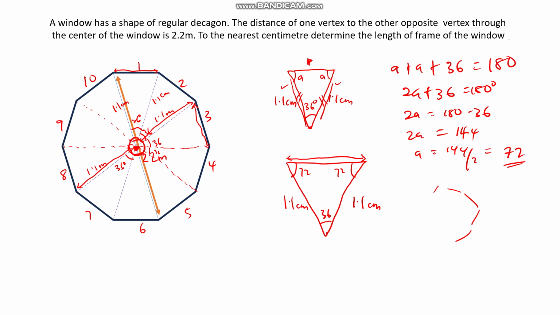Now the cosine rule is almost like Pythagoras theorem. So now let's assume that this place is R, and you need to get R. How do you get R? You get R by saying R squared is equal to 1.1 squared, that's for this side, plus another 1.1 squared. Then this is going to be minus 2 cos 36. Why? Because 36 is the angle opposite directly to R.